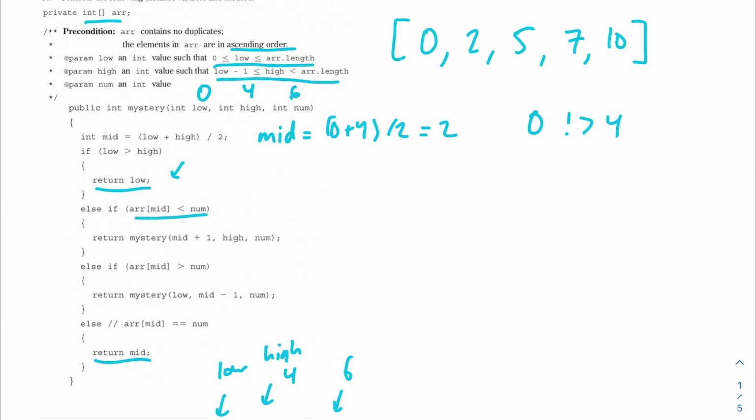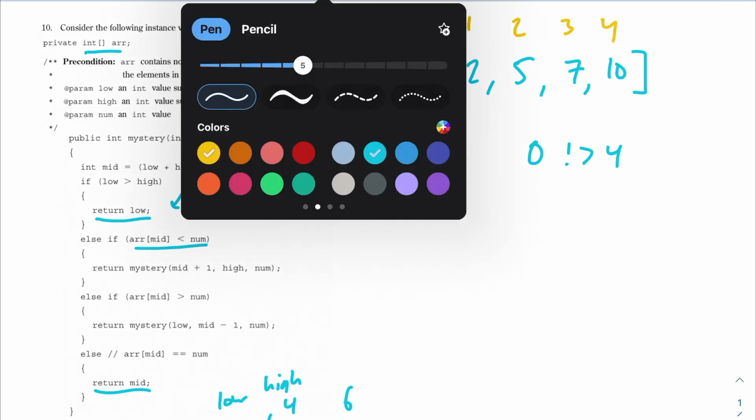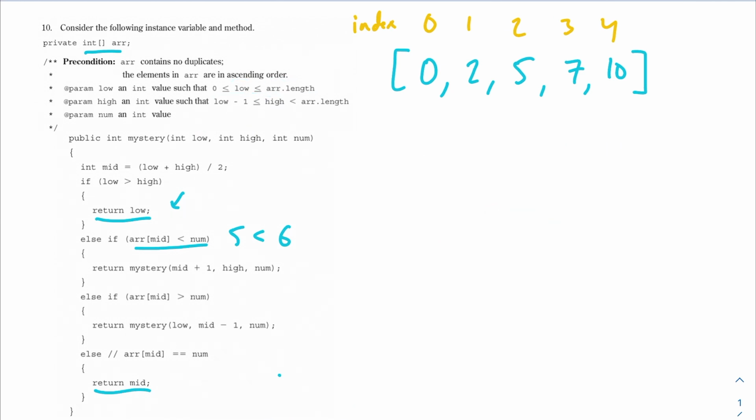So it says if array at mid is less than num. So let's include our indices, index 0, 1, 2, 3, 4. So array at 2 would be 5. So we would be comparing 5 to num, which is our 6. This is true, so we're going to go ahead and do another recursive call and call mystery with our mid plus 1 as our low. So now we're calling mystery with mid plus 1. Our mid was 2, so this is now 3. High is still the same. It's still going to be 4, and then our num is still going to be 6.